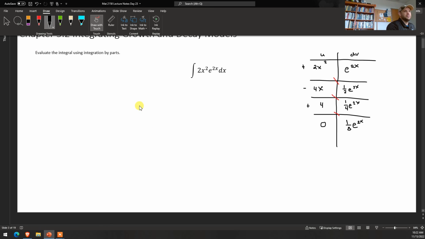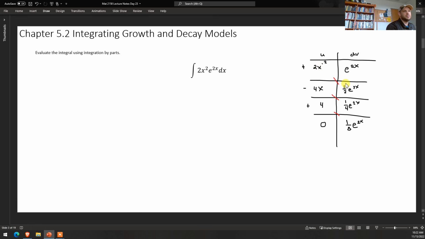So let's write down our answer. This box times this box. We get 2x squared times 1/2 e to the 2x minus 4x times 1/4 e to the 2x plus 4 times 1/8 e to the 2x, and then plus our arbitrary constant c.